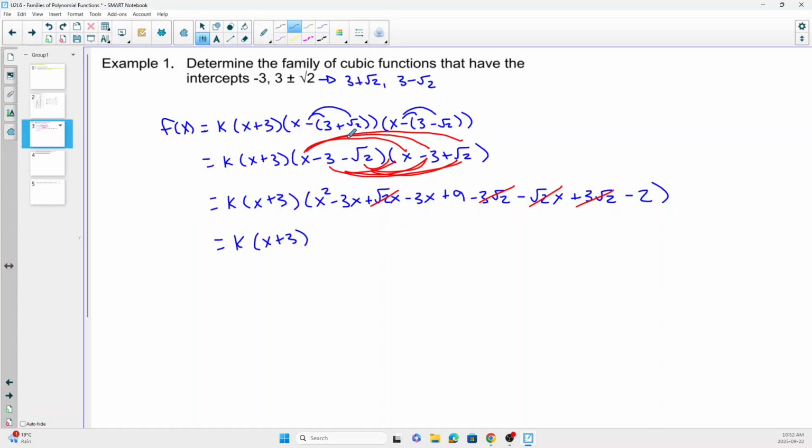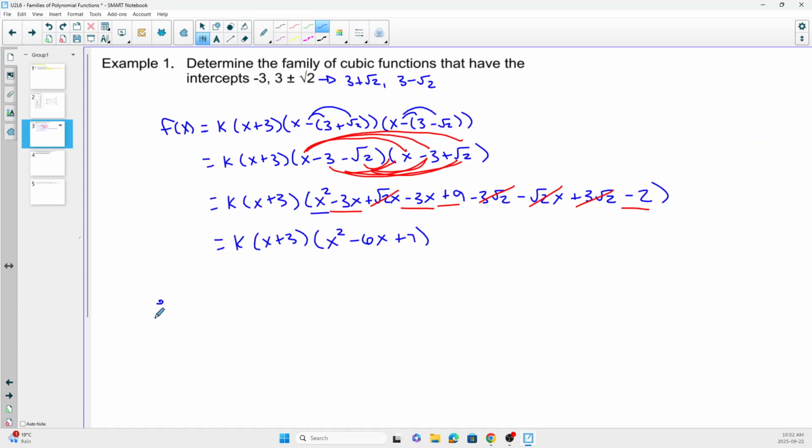Then I've got a negative 3x and another negative 3x. So that's negative 6x. First off, this is here. So we've got x squared minus 6x. And then I have positive 9 minus 2, which is positive 7.